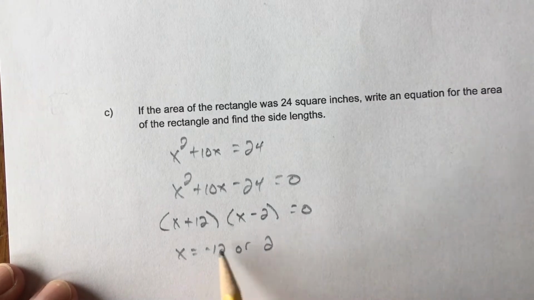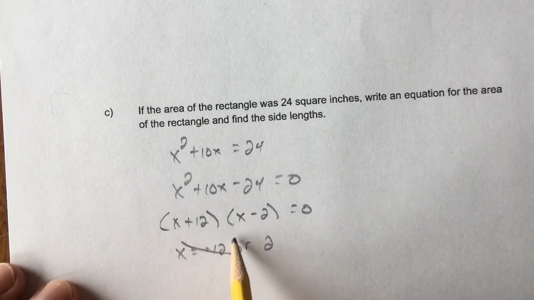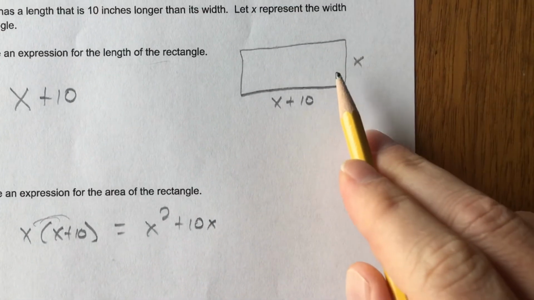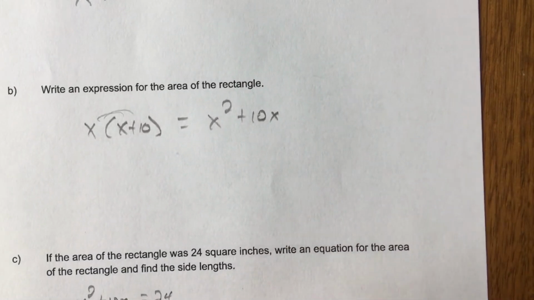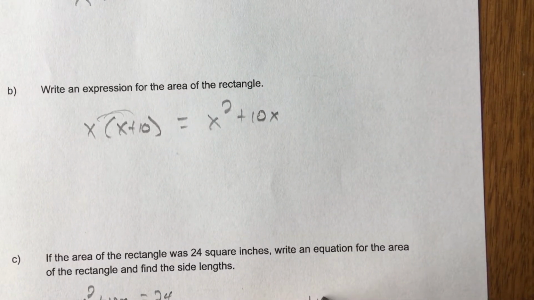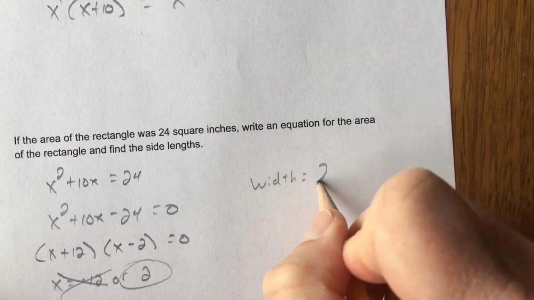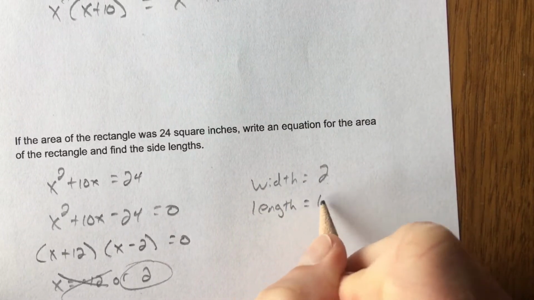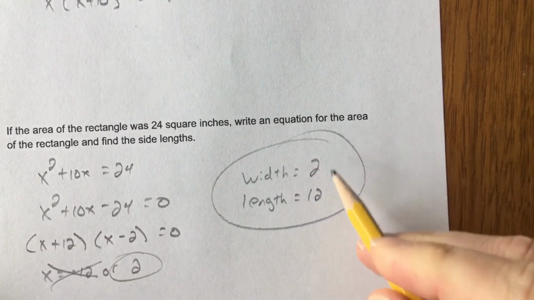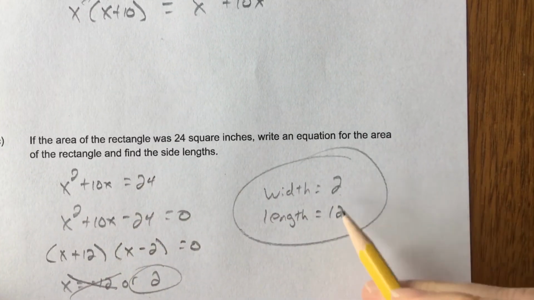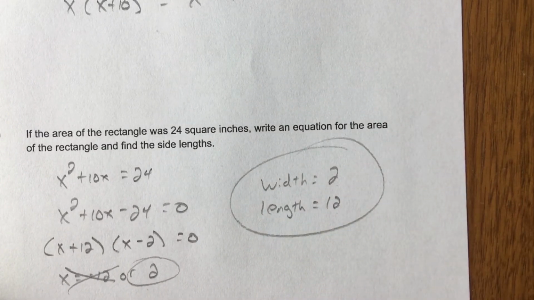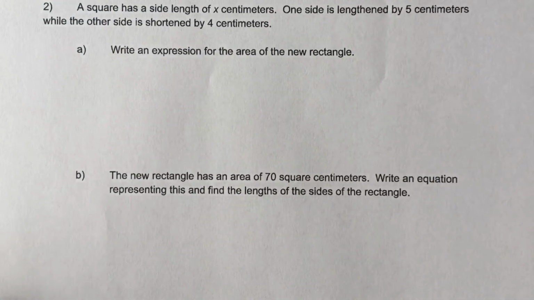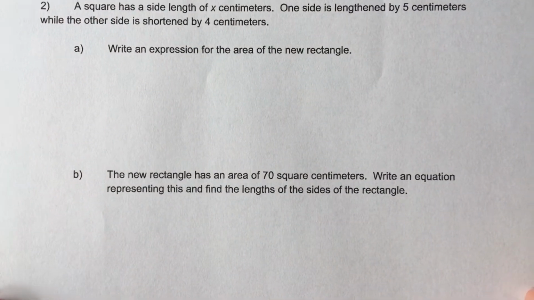All right, so I can't have a side length that's negative, so I cross that one out. So my x value must be 2. Now again, 2 was the original width, so my width is 2. And then I added 10 to get the length, so the length would be 12. So 2 times 12 gives me an area of 24, and the length is 10 more than the width. Again, you can kind of trial and error your way to that if you had to, but the algebra there helps you out when you need it.